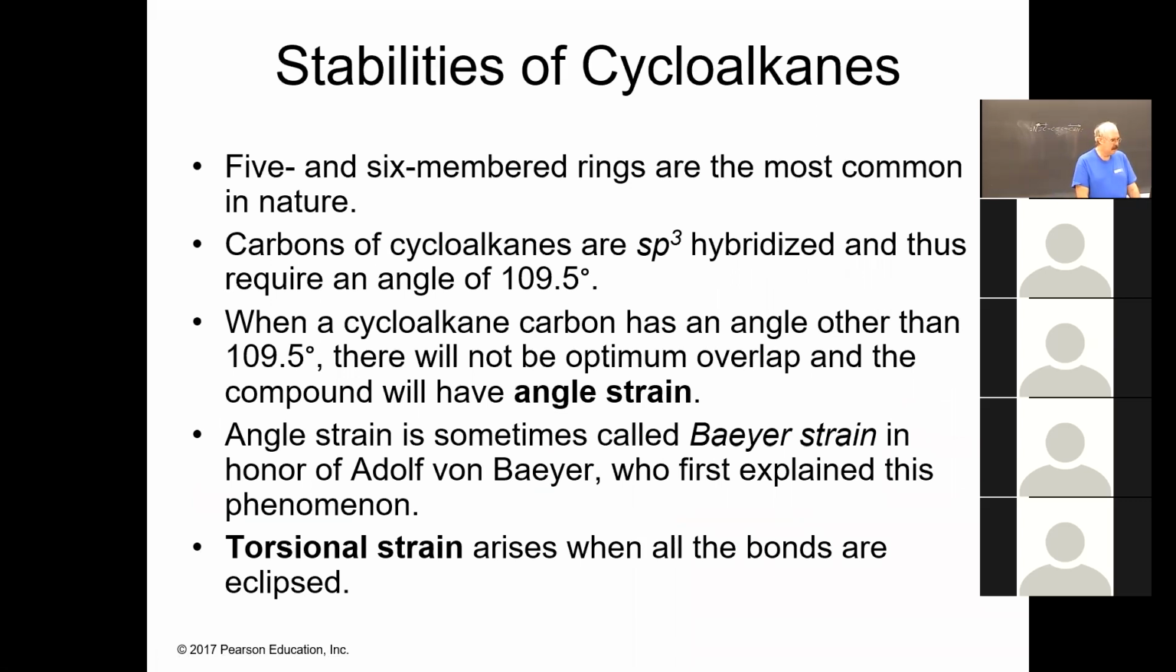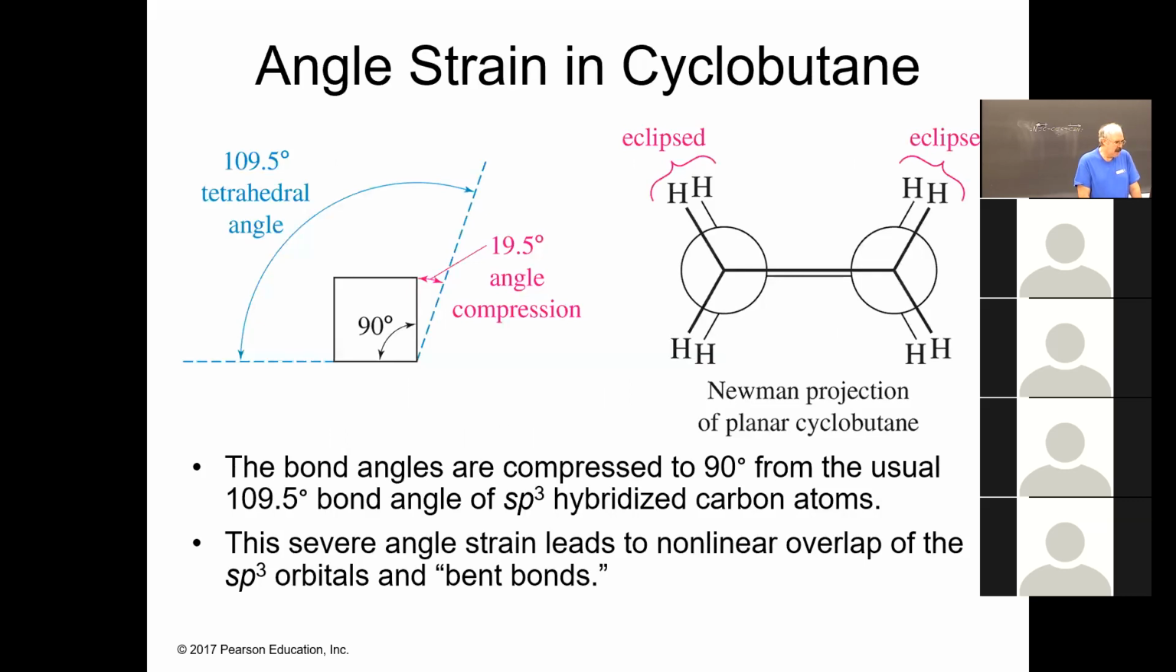Be able to explain angle strain and torsional strain. Angle strain occurs when there's a large deviation from the ideal bond angle of 109.5. This is especially prominent in cyclobutane and cyclopropane, the 4 and 3 membered rings. When all of these carbons are coplanar, you have eclipsing, and so that will produce a torsional strain here.